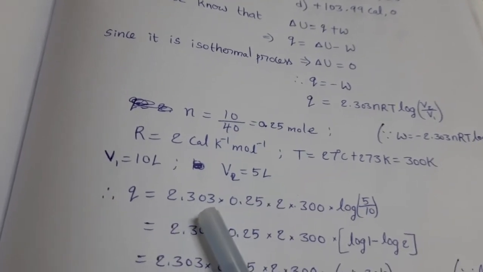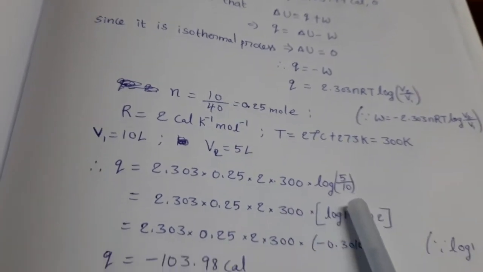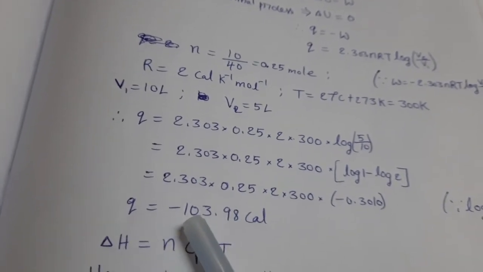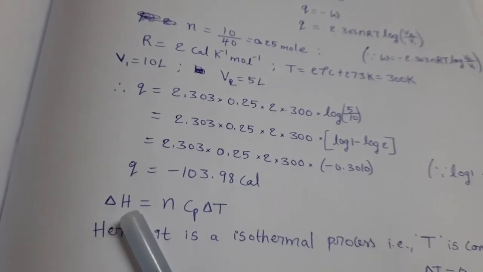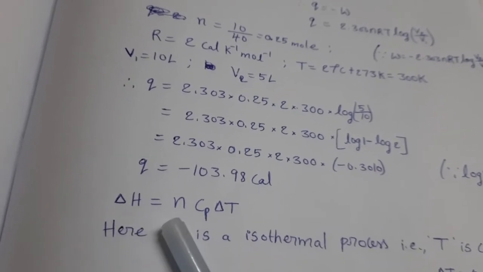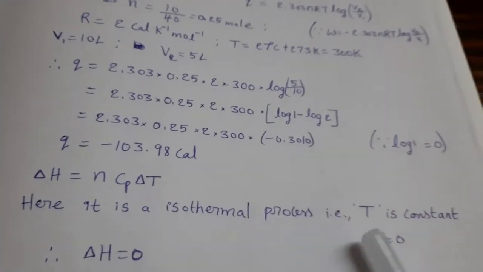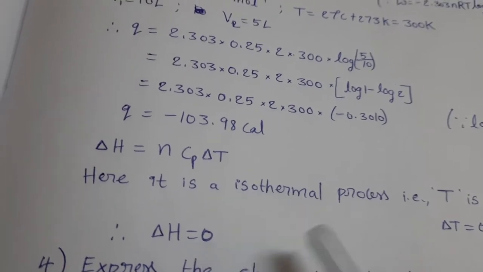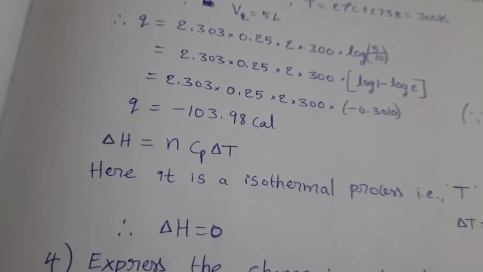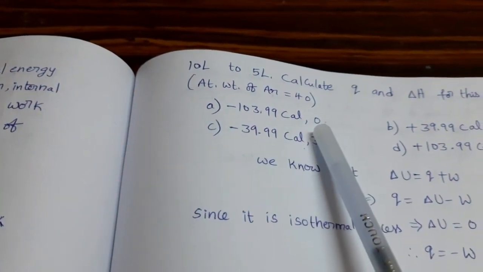Q equal to, substitute the values, 2.303 into 0.25 into 2 into 300 into log of 5 by 10. So finally we can get negative value. Q equal to minus 103.98 calories. Here delta H means change in enthalpy equal to n into Cp into delta T. Given process is isothermal, that means T is constant, then delta T equal to 0, then finally delta H equal to 0. So in this case change in enthalpy equal to 0. So what is the suitable option? Option A, minus 103.99 calorie, that is Q value, delta H value 0.